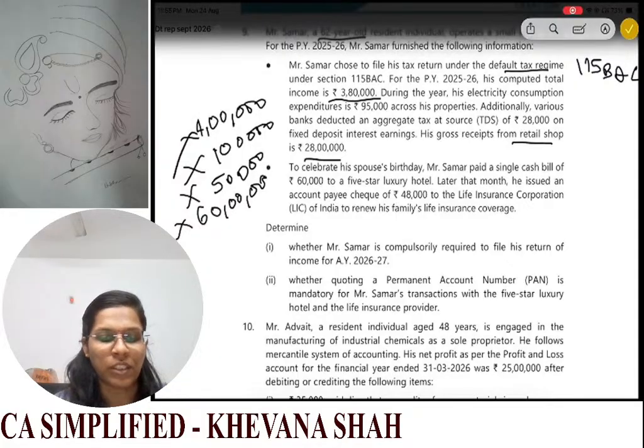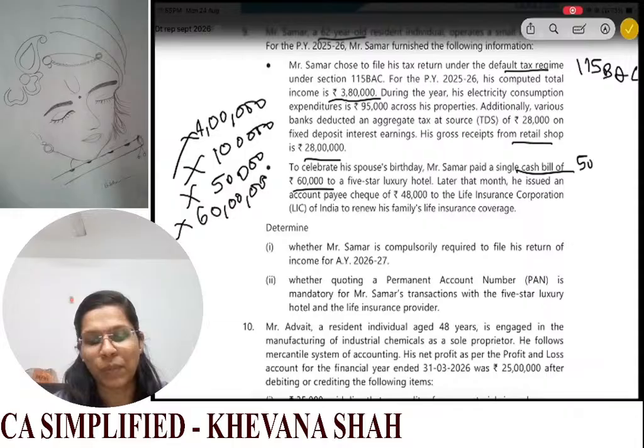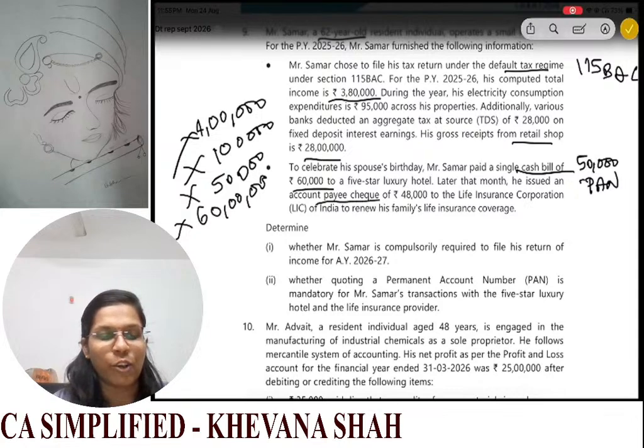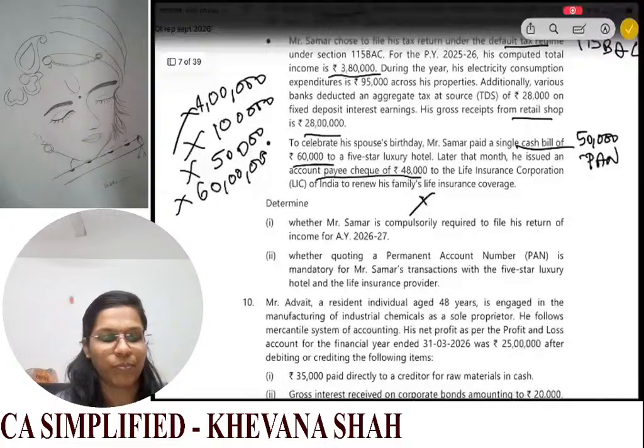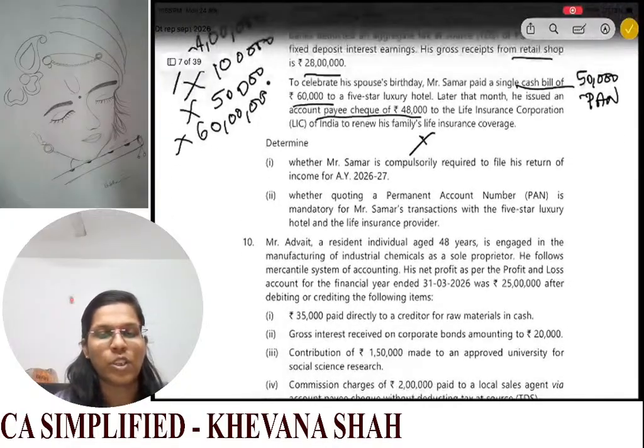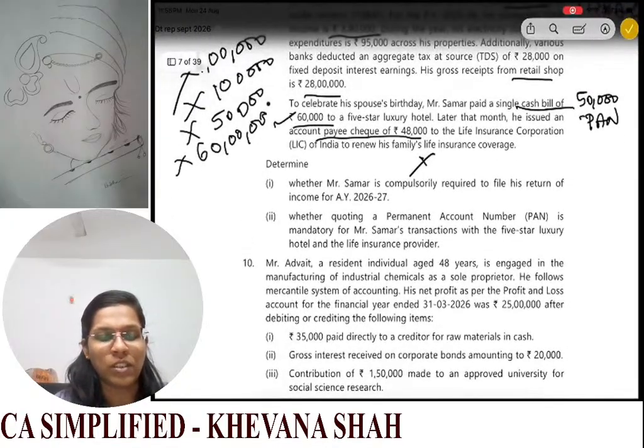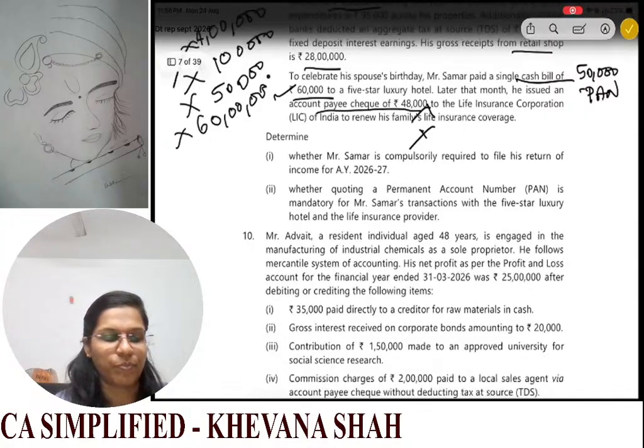Now, second point says single cash bill 60,000. If you are paying cash bill of more than 50,000, PAN number needs to be quoted. Account payee cheque 48,000, this provision is not applicable. So PAN number needs to be quoted for this and not for this.